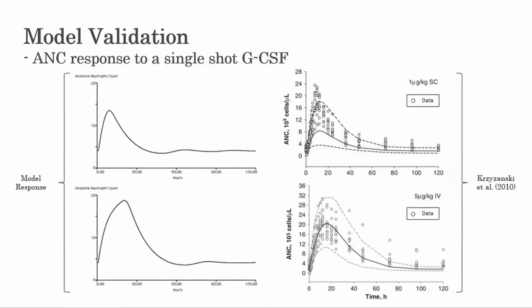To validate the effectiveness of G-CSF on neutrophils, we compared A and C graphics for different single doses of exogenous G-CSF. On the left side, you can see the results from our model, and on the right, data taken from Krzyzanski et al. Graphs match, as you can see, in terms of maximum points, time passed until maximum, and final results after 70 hours.